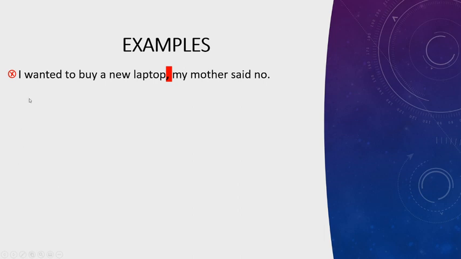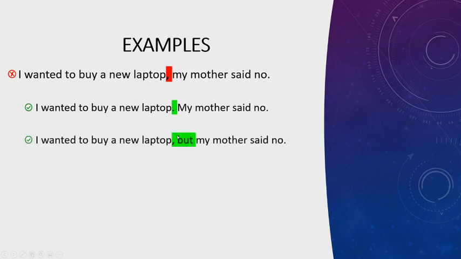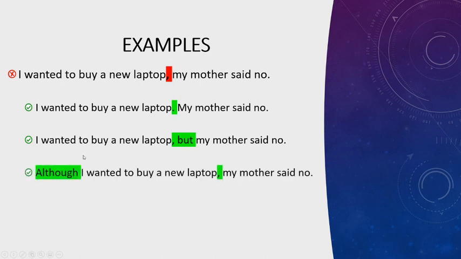So for example, if you said, I wanted to buy a new laptop, my mother said no. This is a comma splice. It's dividing 2 independent clauses, 2 complete sentences inappropriately. You could fix it by adding a period, like you would fix a run-on. You could fix it by adding a comma followed by a coordinating conjunction. Remember, fanboys, the B stands for but. You could add a subordinating conjunction such as although. Although I wanted to buy a new laptop, my mother said no.